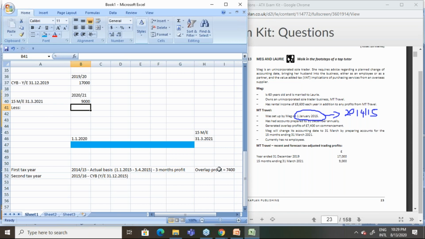So overlap profit here is exactly for 3 months. Therefore, what you can do is use the 3 months overlap profit and bring the assessable period to 12 months. So here, with 7,400, you can get a relief, and the amount taxable for this period would be only 1,600. So after changing the accounting date, 2021 assessable profit will be 1,600.